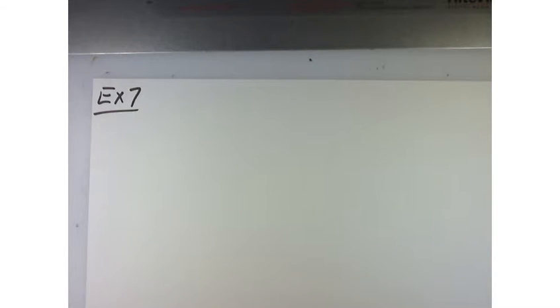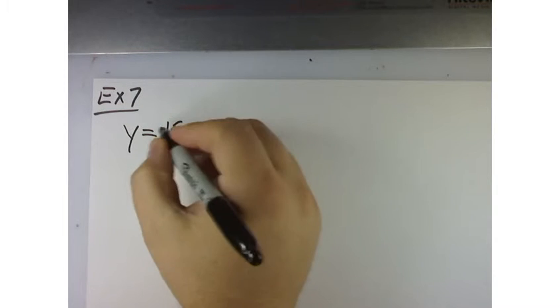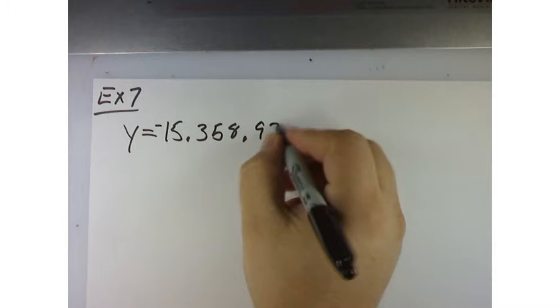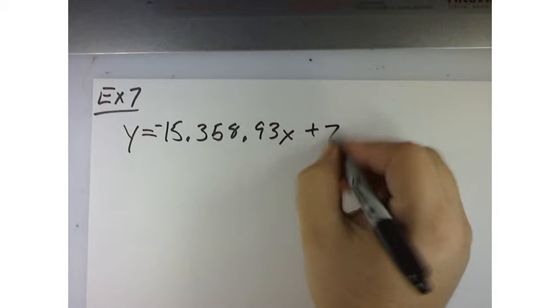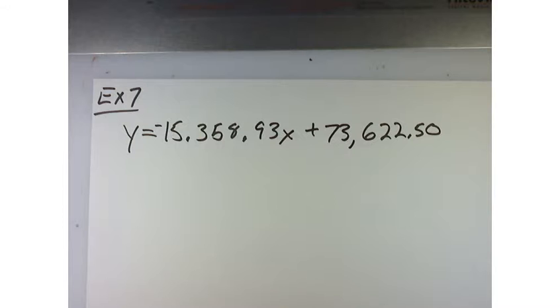If you guys don't remember, in example number 3 we had some equations. First of all, we modeled the revenue. We had this equation: y is equal to negative 15,358.93x plus 73,622.5. This equation graphed how many boxes people would buy depending on the price. So what they wanted us to do was to find the maximum revenue, right? So we're going to predict the maximum revenue.